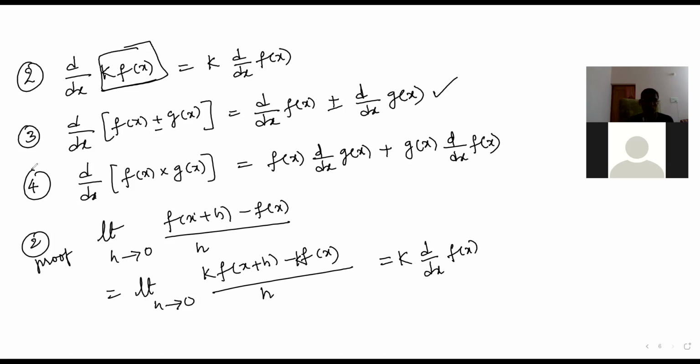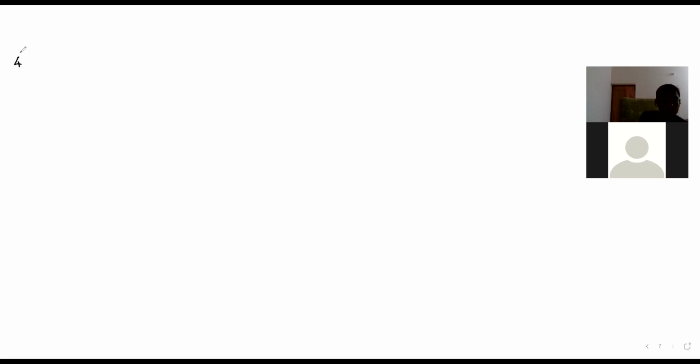But for the fourth it is different. Multiplication you can't do. A constant you can keep aside and take the derivative of the function, and that same proof works for this one also. But the fourth, f of x into g of x, is different. So how do we prove that? The fourth one is a little different, we will see it.